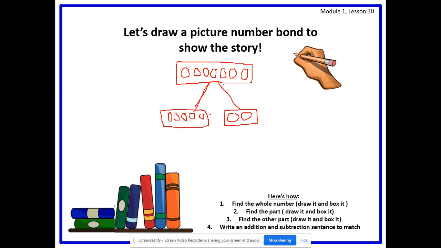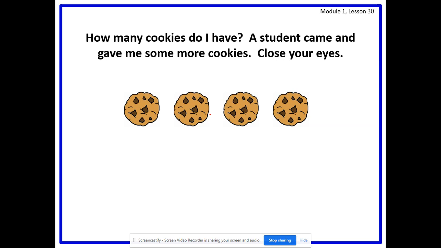Let's practice another one. How many cookies do I have? Get ready. Yes, 4. 1, 2, 3, 4. A student came and gave me some more cookies. Does it tell me how many cookies? Get ready. No. Close your eyes. No peeking.